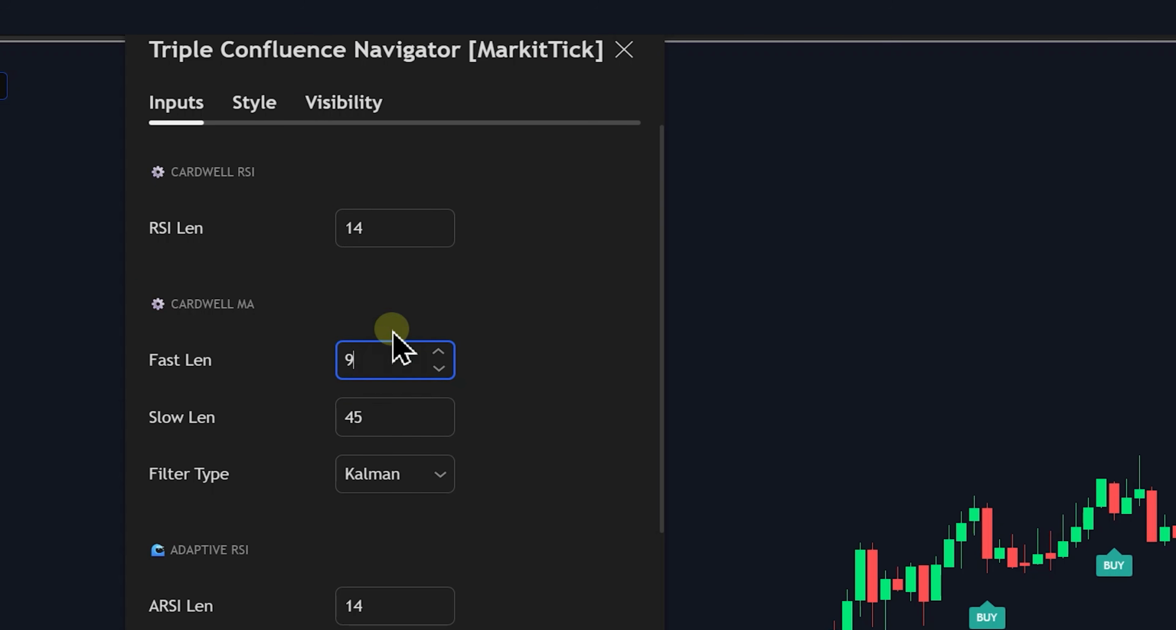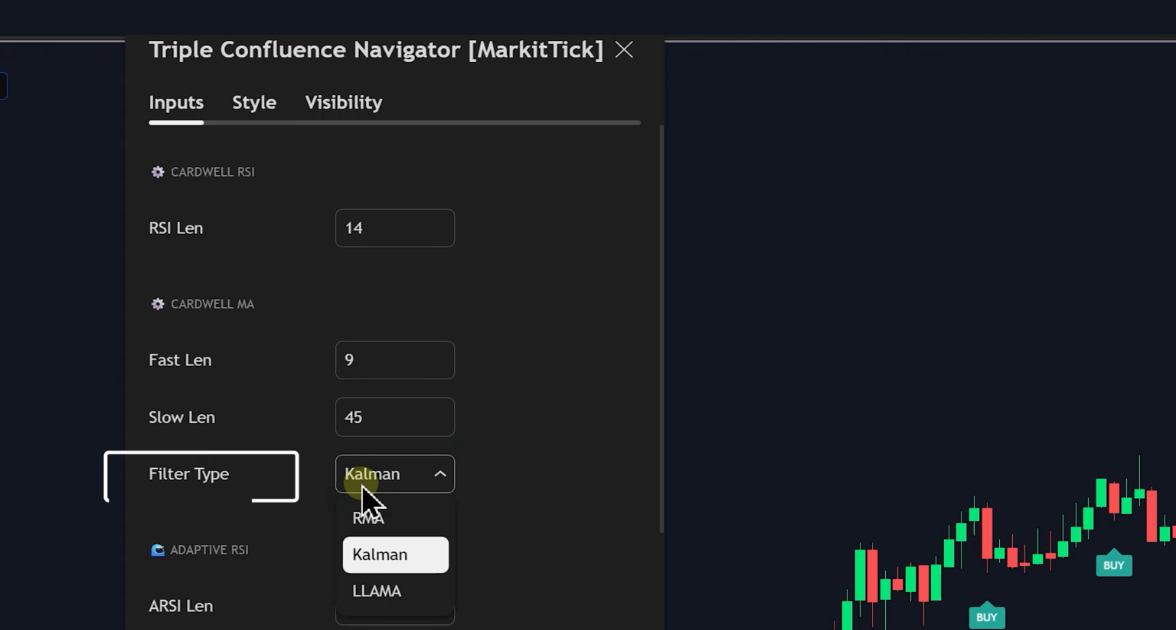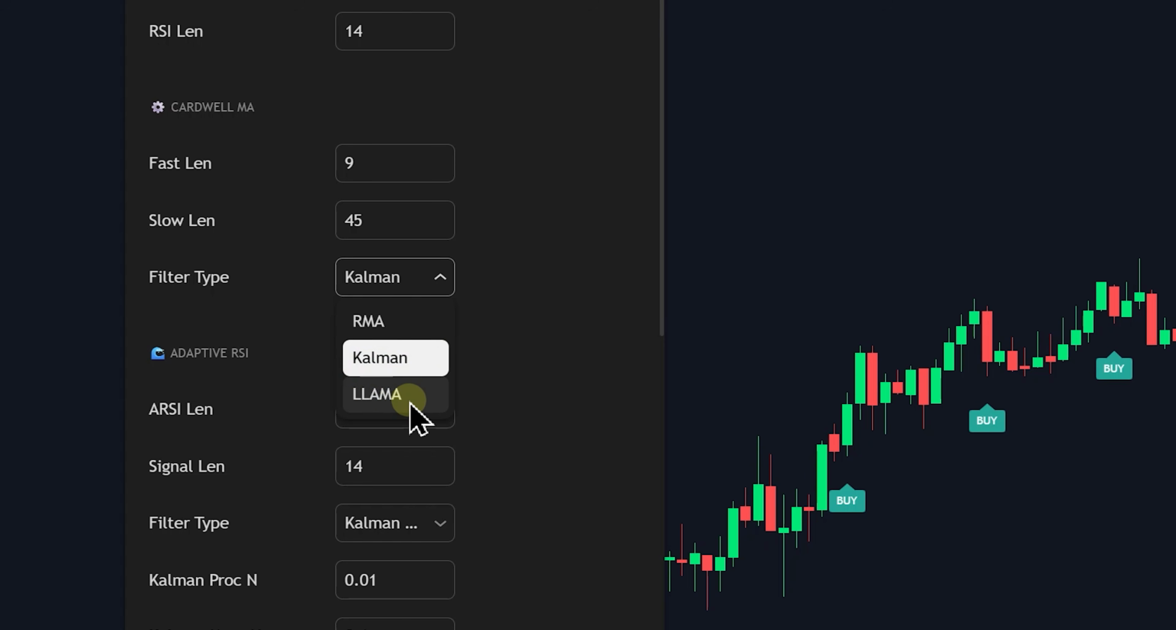Next, you'll find the filter type. The indicator allows you to choose different smoothing methods, including the Coleman filtering and LLAMA adaptive smoothing. Both are designed to reduce market noise while reacting faster than traditional moving averages. For this strategy, I'm going to leave the default settings because they've already been optimized by the developer.